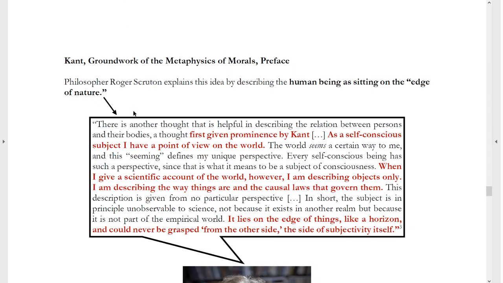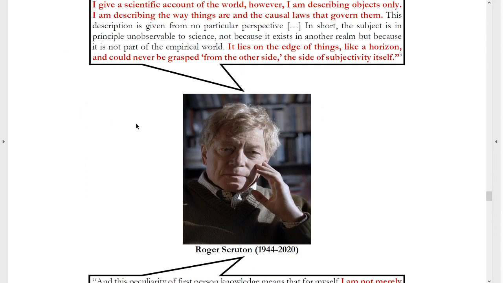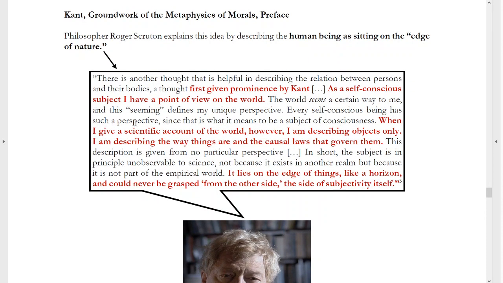Now, so what does all this show us? It shows us that for Kant, the human being lies in a very interesting area. Specifically, the human being or the rational being is much different than anything else you find in nature or any other artifact that humans make or any other material object. And the late philosopher Roger Scruton, he died recently, just this year, not too long ago, describes this point in the following way. He describes human beings as sitting on the edge of nature.